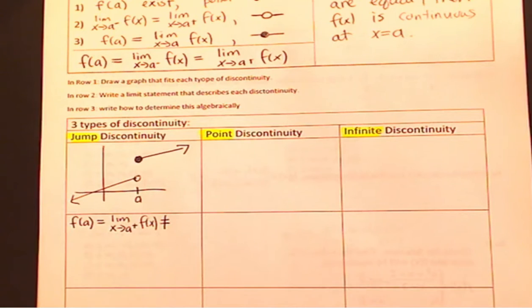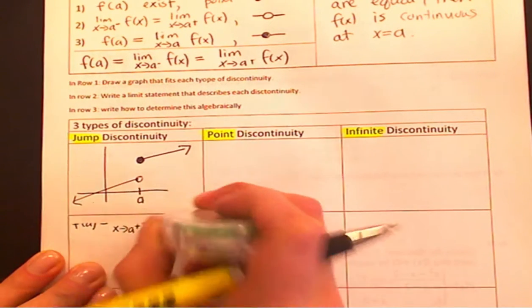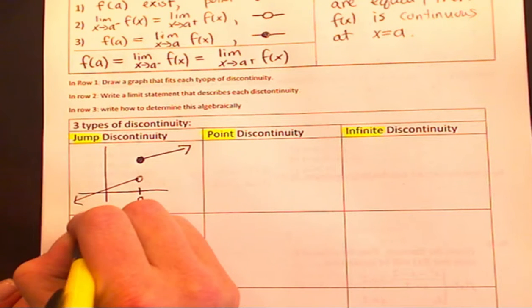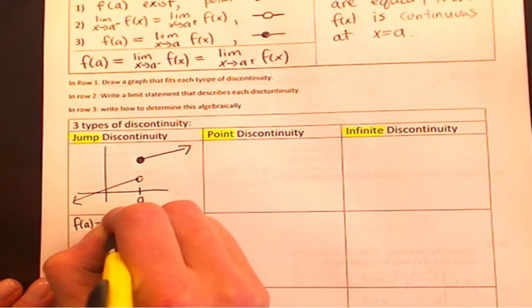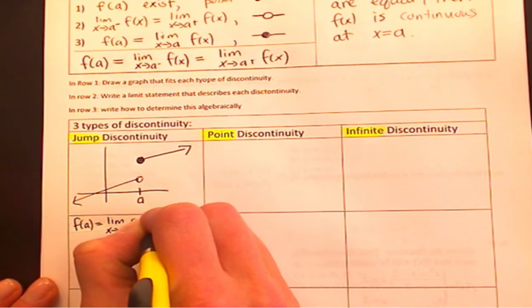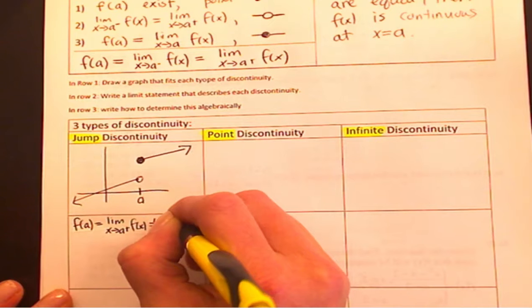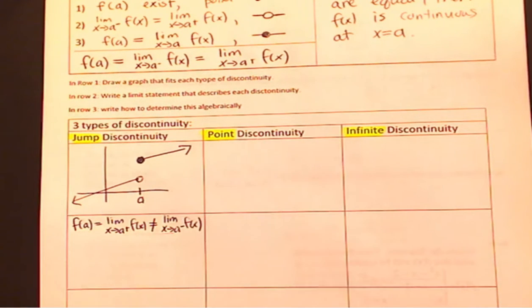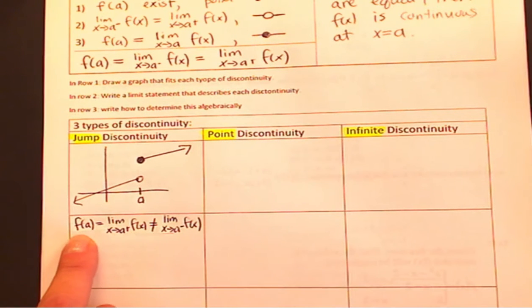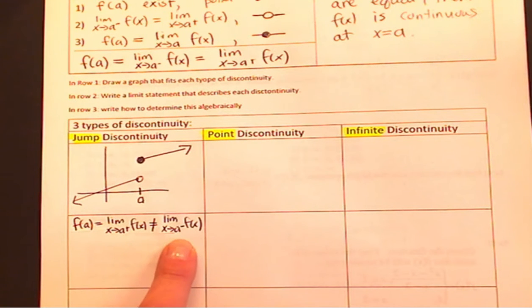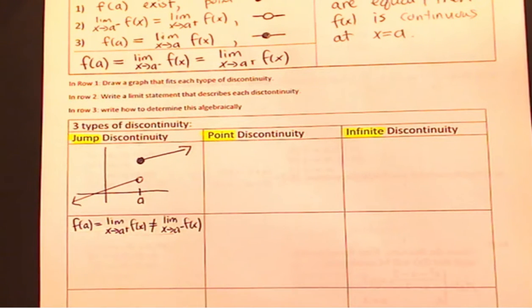And I'm going to have to write a little smaller. Okay, hold on. The point equals the limit as x approaches a from the right does not equal the left limit. Okay, there you go. The point and the right limit are equal, but they are not equal to the left limit. Okay?